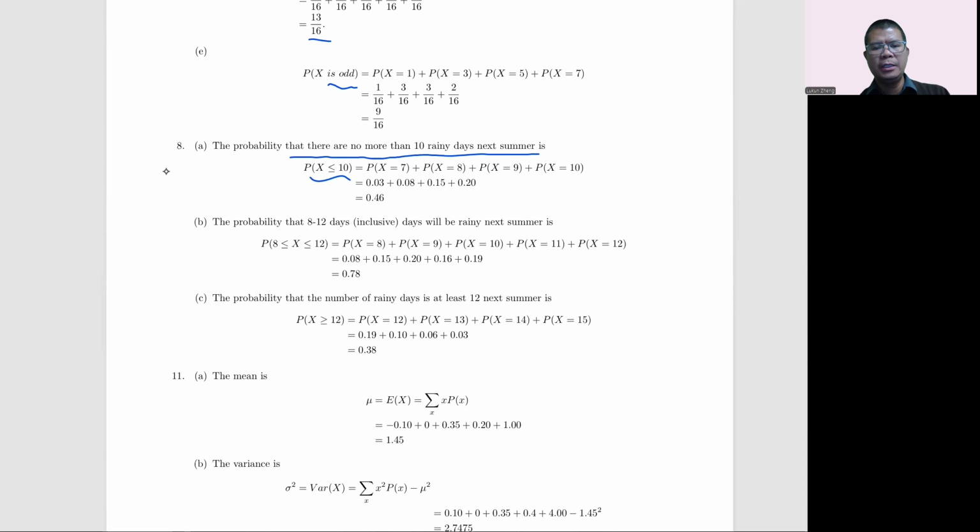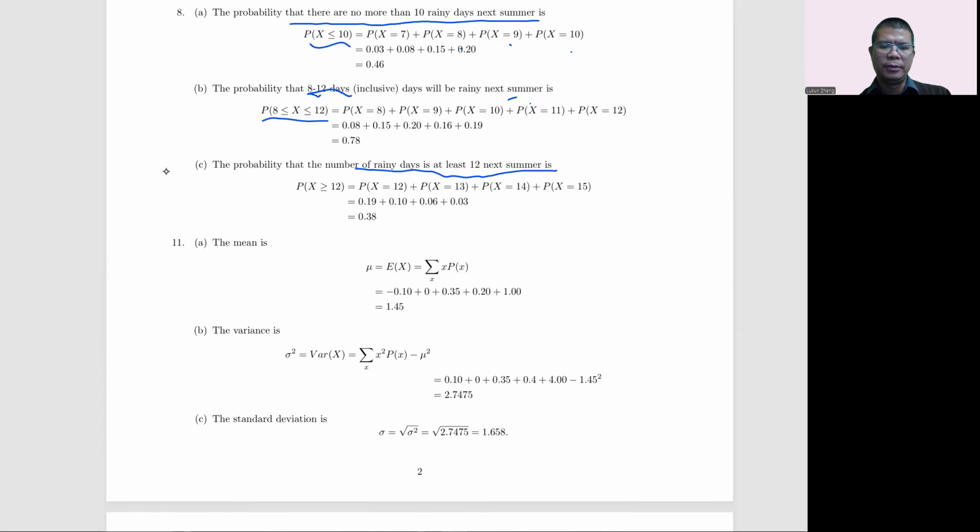And question 8, no more than 10 rainy days, less than or equal to 10. So 7, 8, 9, 10, plug in. For 8 to 20 days, it's going to be this one. And the probability that the number of rainy days is at least 12 is going to be just a plug in. So we have that.